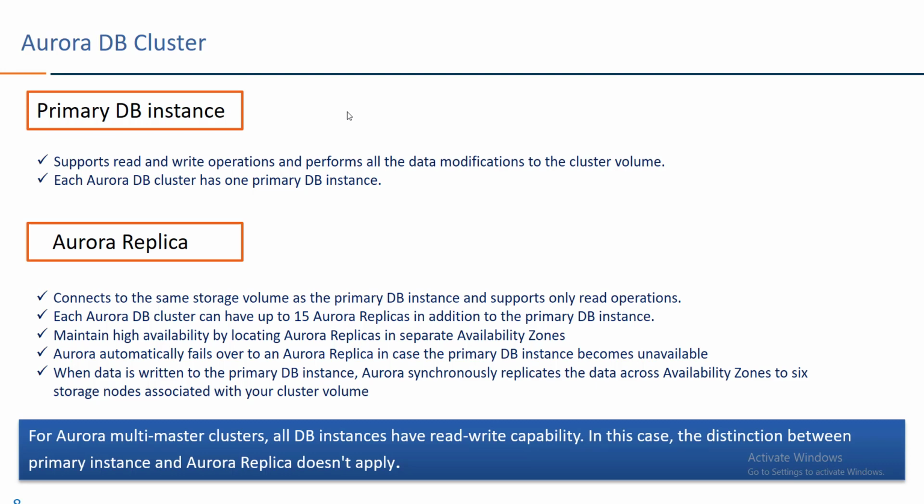Now the important point, that's the reason I told you that when you choose the MySQL version while launching an Aurora cluster, the features will change. So there is a latest feature called the multi-master Aurora cluster. It means there is no concept of read replica and master. Every instance will do read-write operations. That is called a multi-master cluster. For the Aurora multi-master cluster, all DB instances have read-write capacity. In this case, the distinction between the primary instance and Aurora replica doesn't apply.